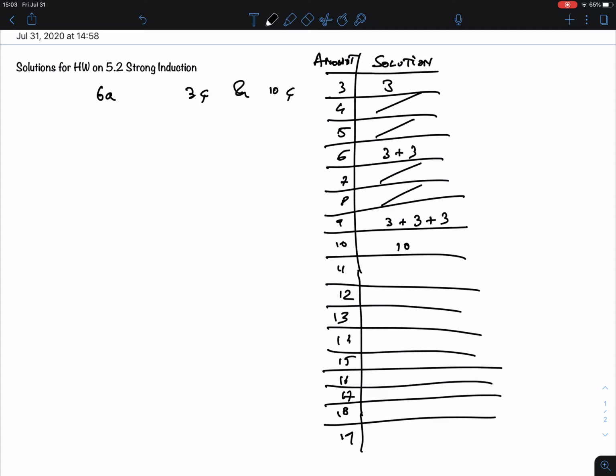Notice that everything below 10, it's clear that I cannot do anything here, because if I can only use the 3 cents, I'm going to have a multiple of 3. So up to 10, I can only do multiples of 3. But from then on, perhaps I'm a bit more flexible. 11, I still cannot do, but 12, of course, it's a multiple of 3. Any multiple of 3 I can do.